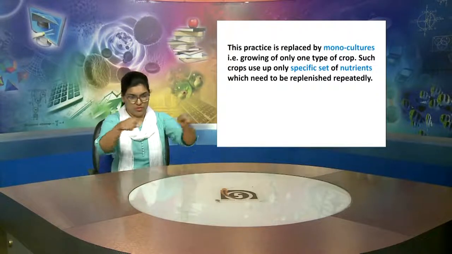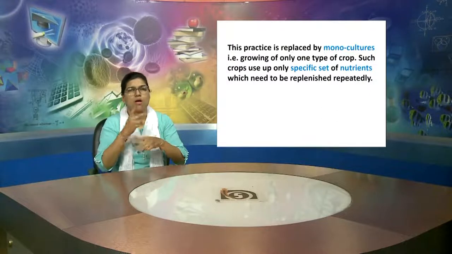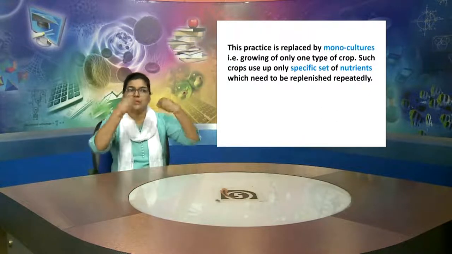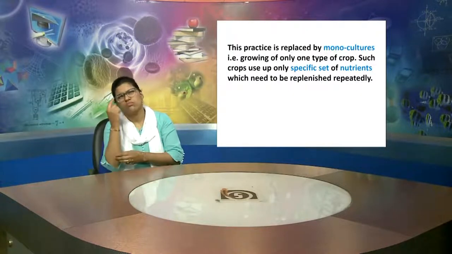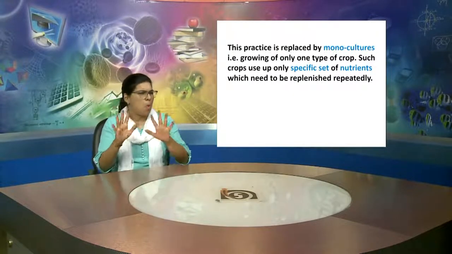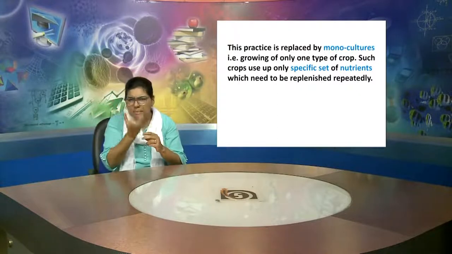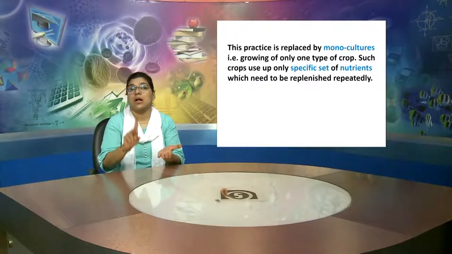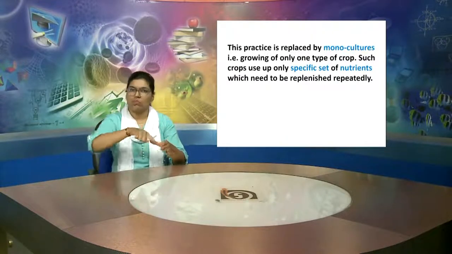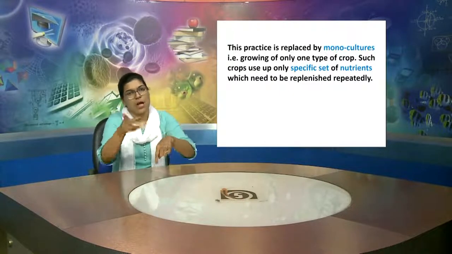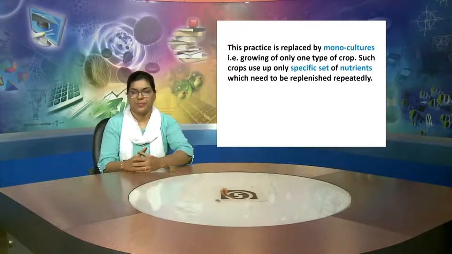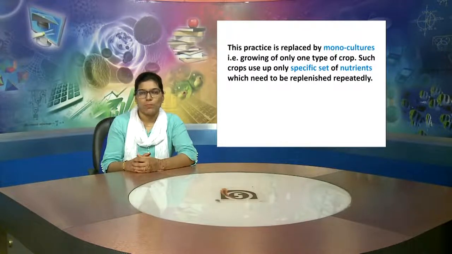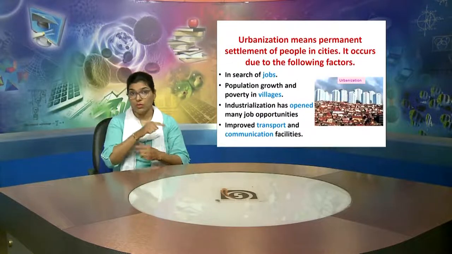Monoculture is the growing of only one type of crop. Such crops use up only a specific set of nutrients which needs to be replenished repeatedly. For better health of soil, the crops must be changed after a certain amount of time.